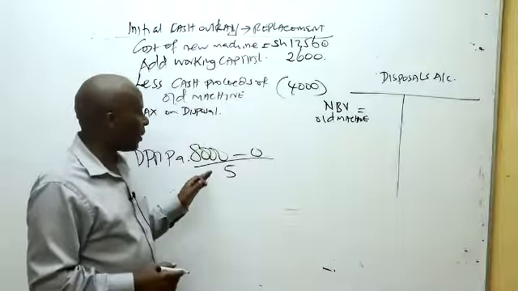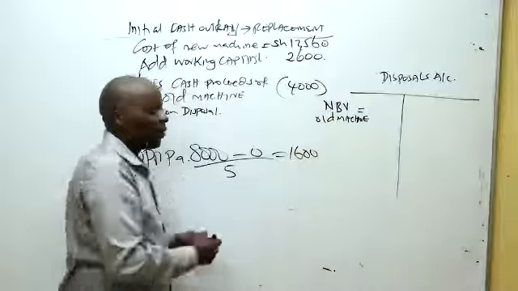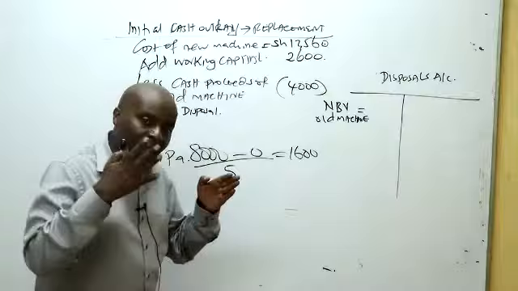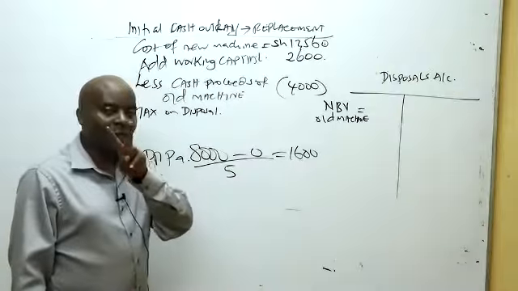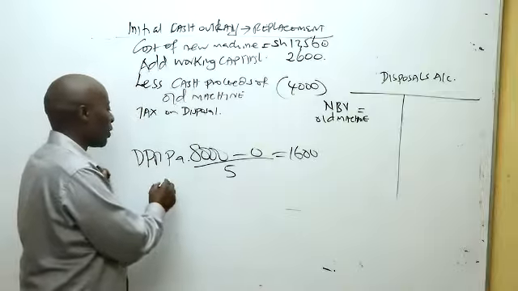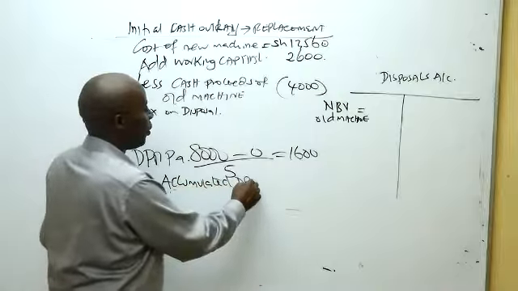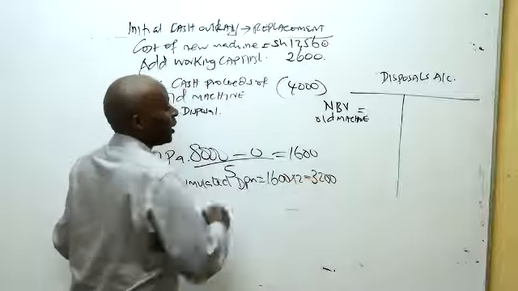Depreciation per annum: 8,000 divided by 5. Somebody tells me it is 1,600. But remember, since the time we bought the machine to the time that we want to sell it, the machine has worked how many years? 2 years. And therefore, the total accumulated depreciation will be 1,600 times 2, which gives us 3,200.